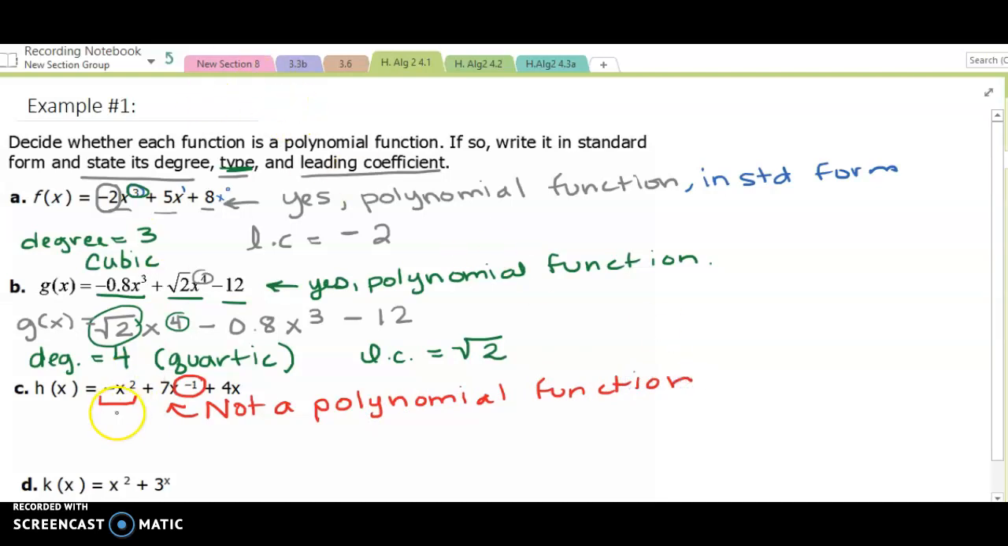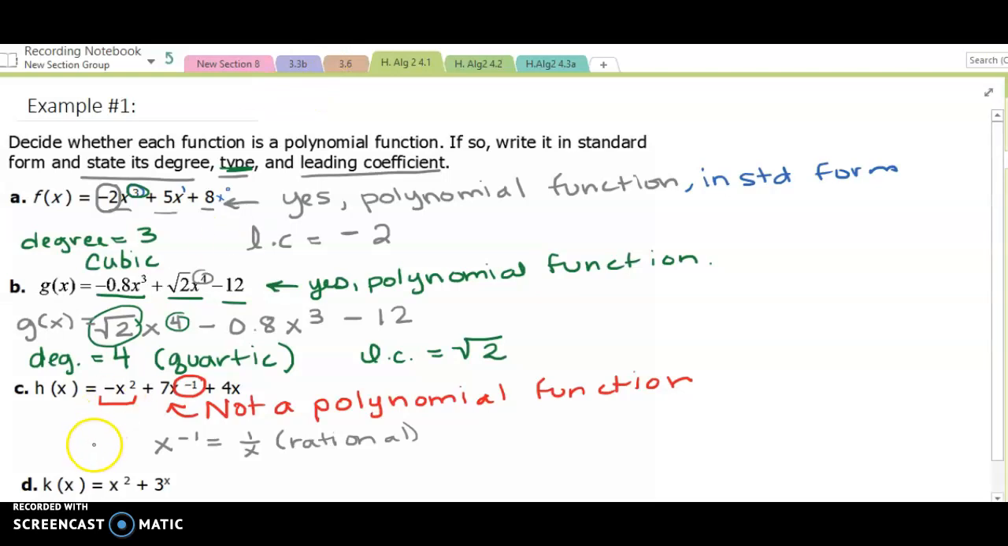Now remember, a negative exponent, and we'll have a whole chapter here second semester, the x to the -1 is the same thing as 1 over x, so that's actually a rational function. Okay, you don't need to know that right now, but we'll get into it later.